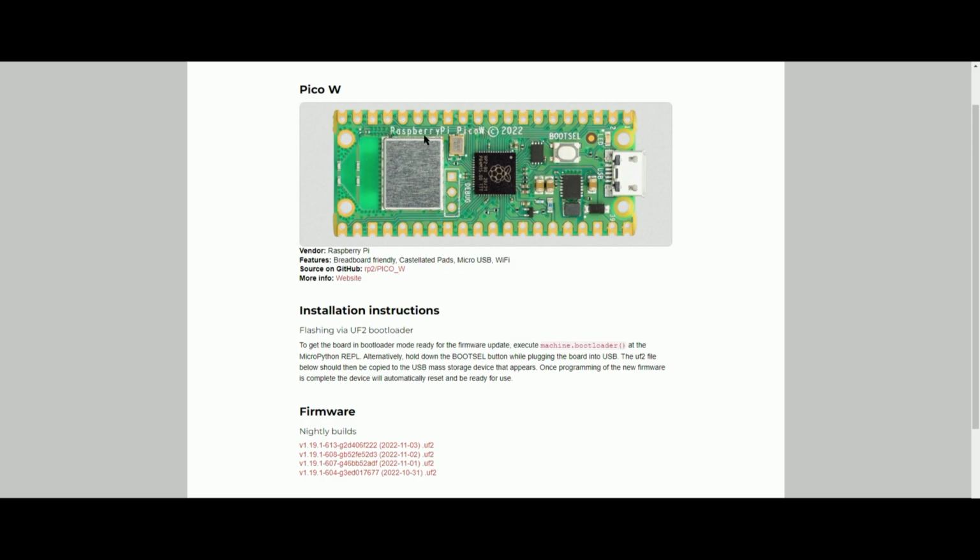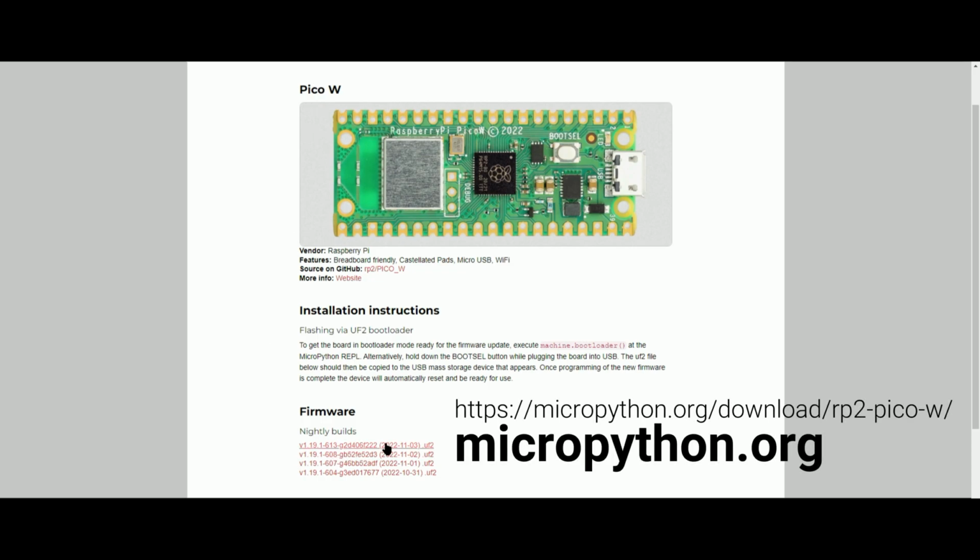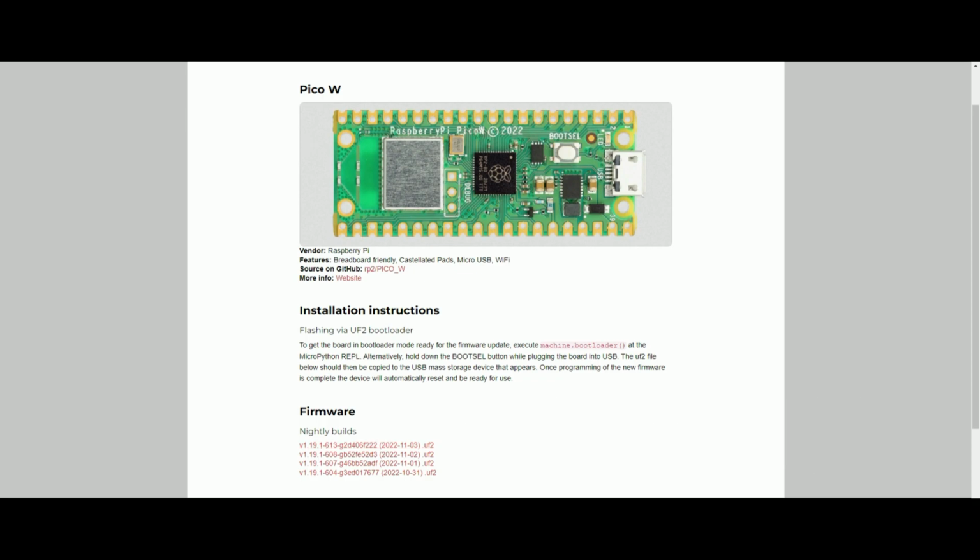Alrighty, if we want to use wireless functionality, the easiest way is to get a firmware which has Wi-Fi libraries already baked in. We can get this on micropython.org, and you can download the latest nightly build or the stable one and install it on your Pico W.